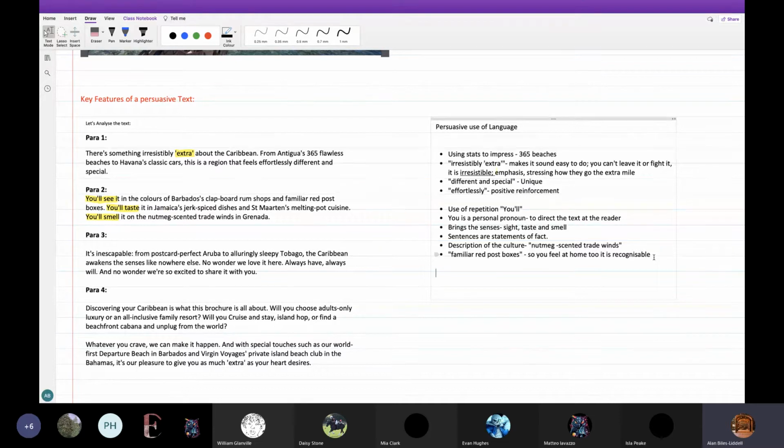So on to paragraph 3. "It's inescapable. From postcard perfect Aruba to alluringly sleepy Tobago, the Caribbean awakens the senses like nowhere else. No wonder we love it here. Always have, always will. And no wonder we're so excited to share it with you." So what leaps out at you from paragraph 3? That question goes to Shan. Anything that you find really positive in that paragraph?